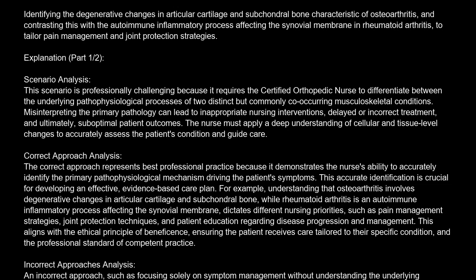Correct answer is D. Identifying the degenerative changes in articular cartilage and subchondral bone characteristic of osteoarthritis, and contrasting this with the autoimmune inflammatory process affecting the synovial membrane in rheumatoid arthritis to tailor pain management and joint protection strategies.